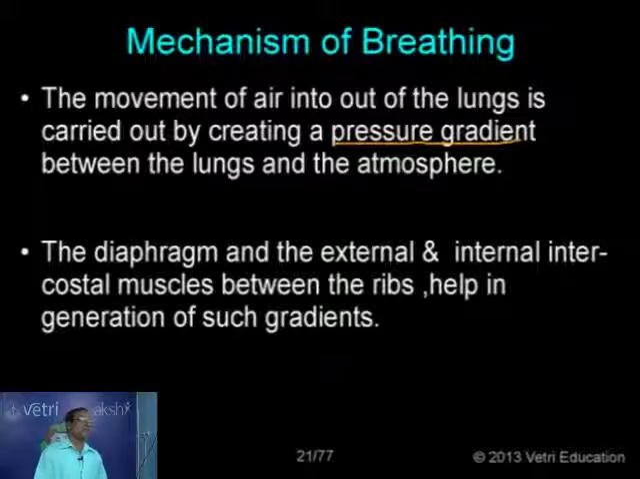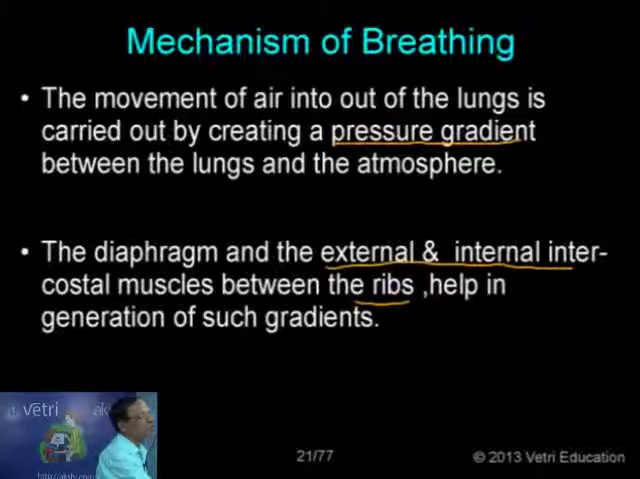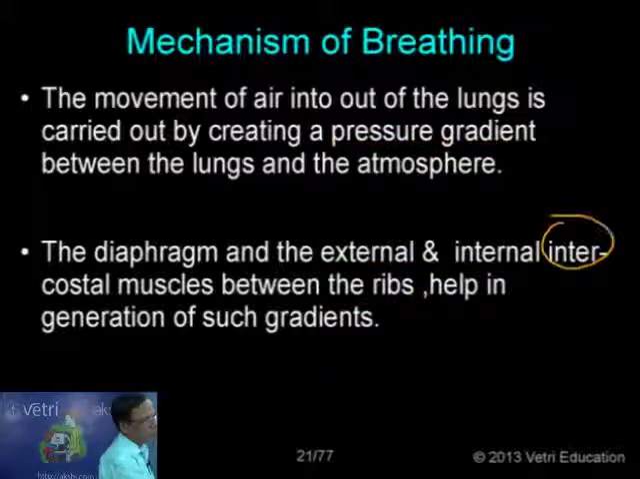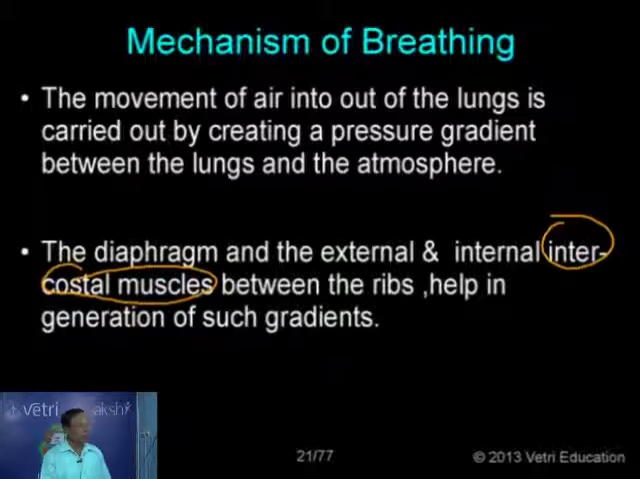And this pressure gradient is created because of the effect of certain muscles. The important muscles are, number one, those muscles found in between the ribs. They are called the rib muscles, or external or internal intercostal muscles. Simply, they are called intercostal muscles. Those muscles found between the ribs, concerned with the process of breathing, are called intercostal muscles.